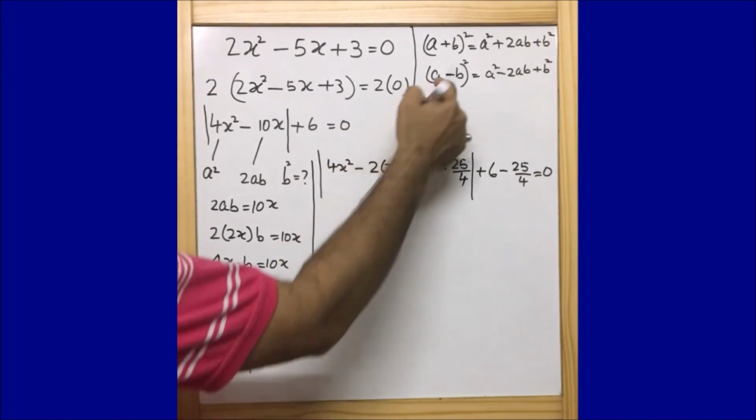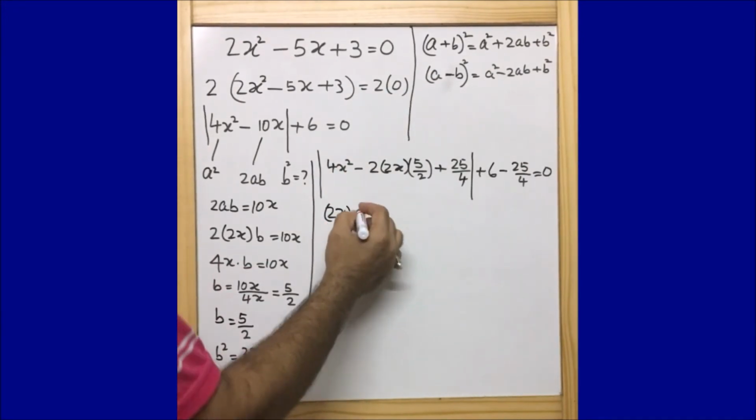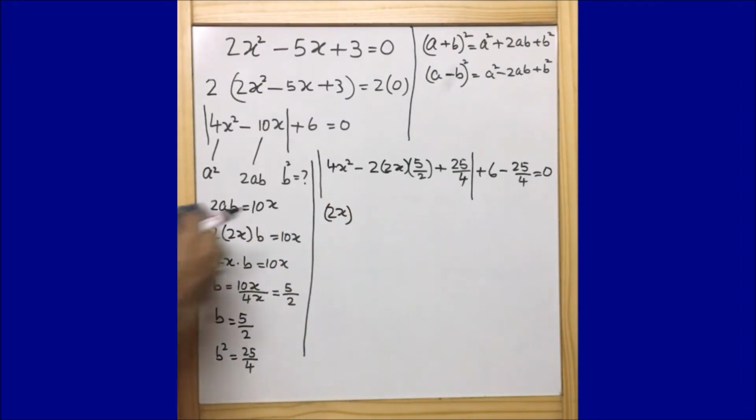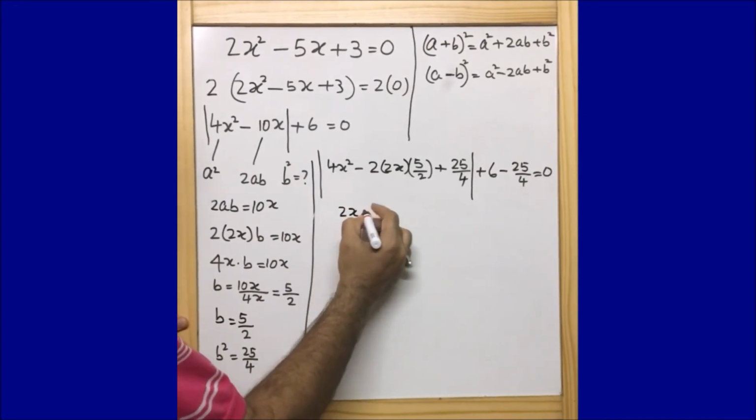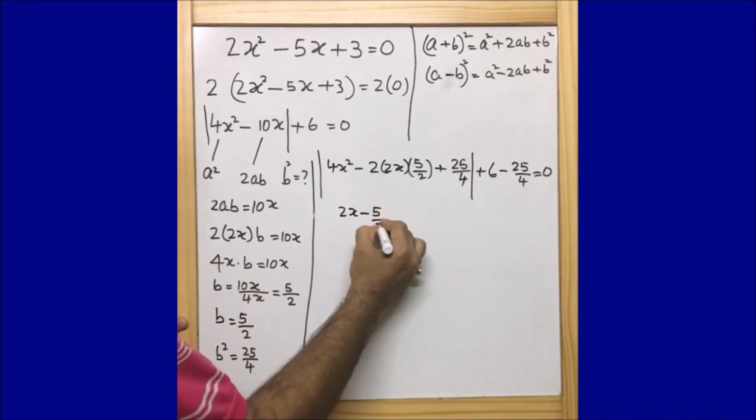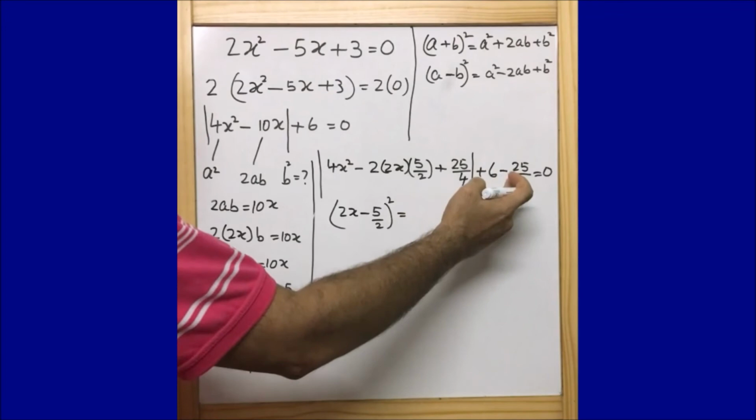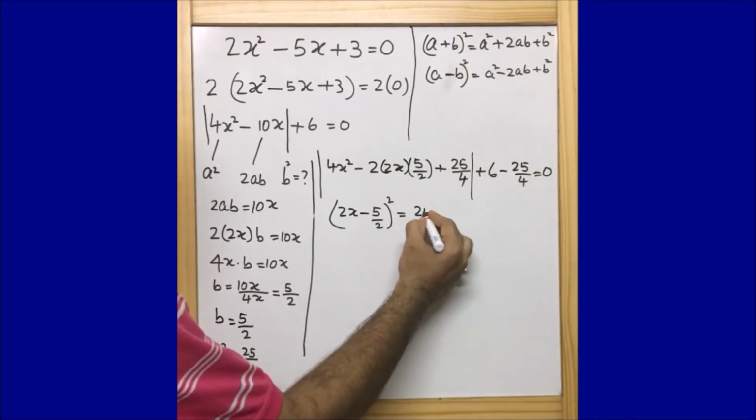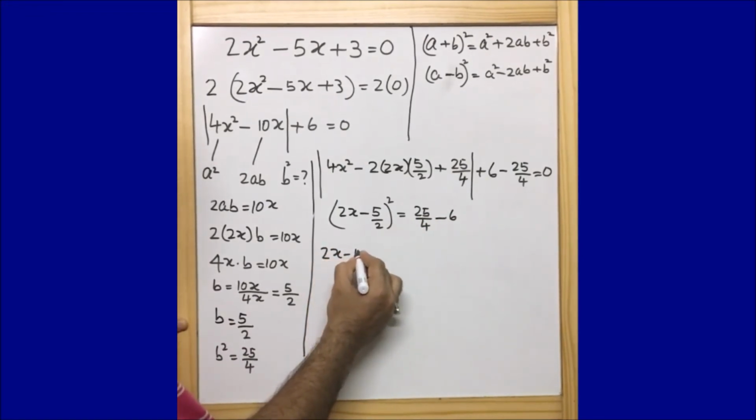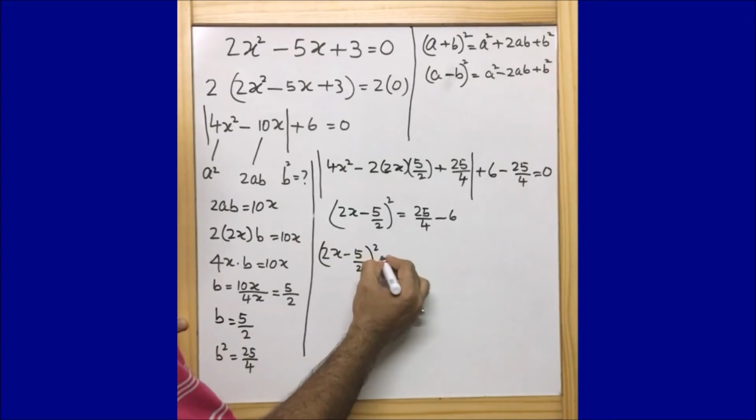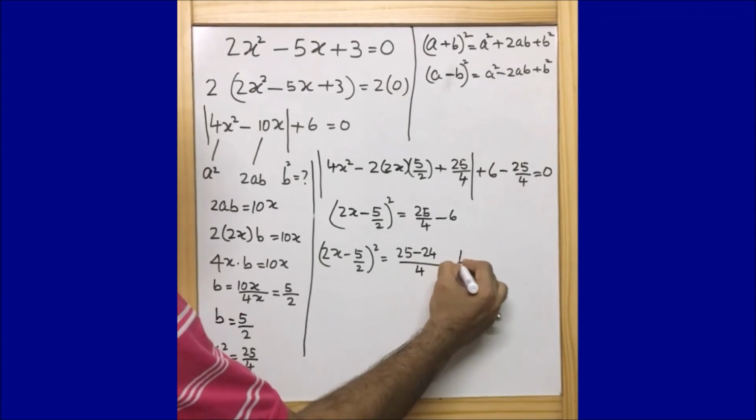So this one I can put in this way, because a is 2x and b is 5 by 2. I can say (2x minus 5 by 2) whole square is equal to, moving these two things to the right side, 25 by 4 minus 6. Or I can say (2x minus 5 by 2) whole square is equal to (25 minus 24) by 4, that is equal to 1 by 4.